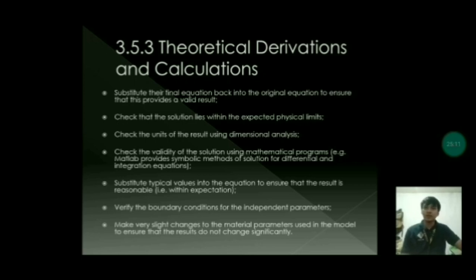Checking the units of the result using dimensional analysis is a crucial step in scientific and engineering calculations, as it helps to identify errors and ensure that the results are physically meaningful. Next is check the validity of the solution using mathematical programs. Example of it is MATLAB provides symbolic methods of solution for differential and integration equations.